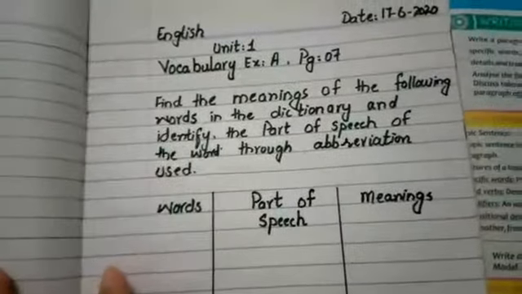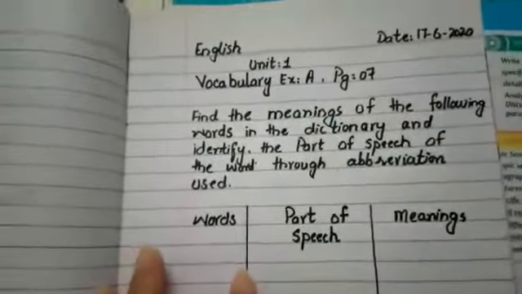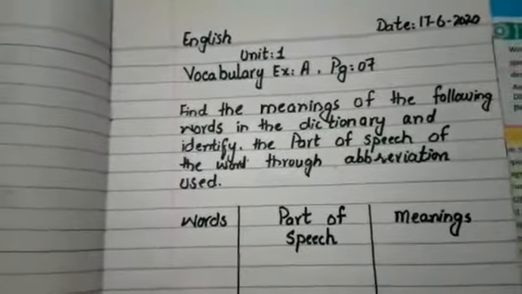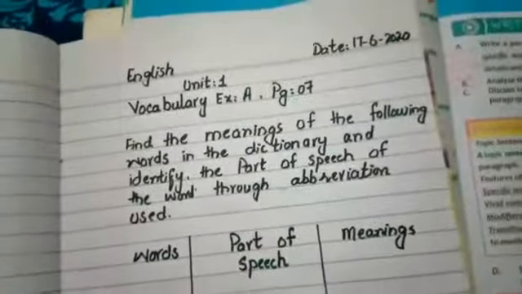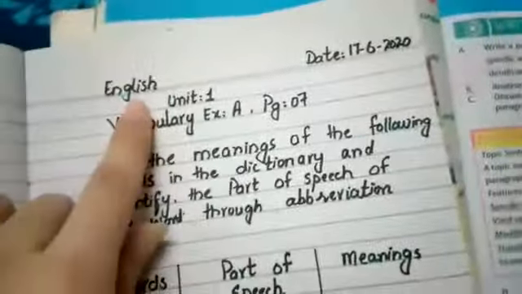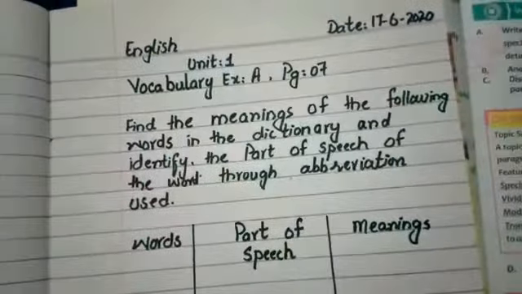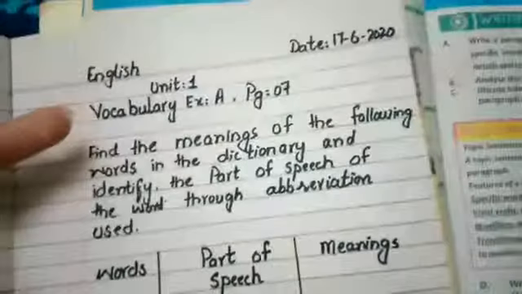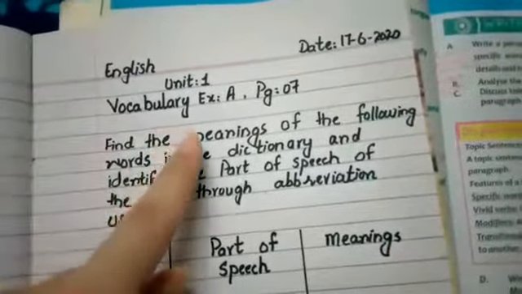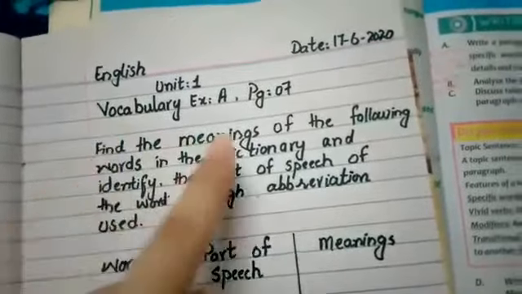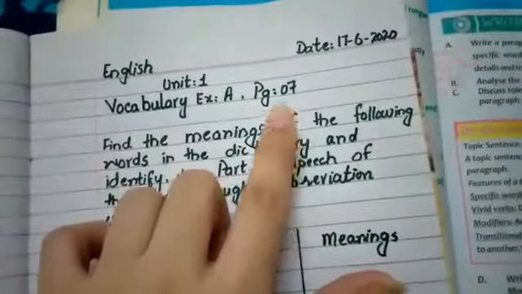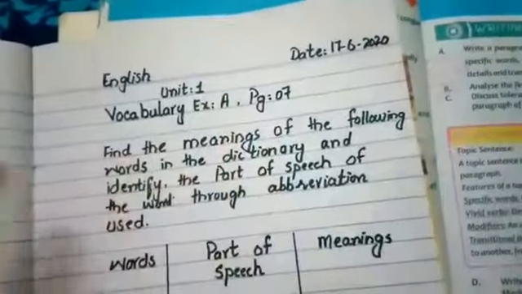On the next page you will be writing unit number 1, as we are doing the vocabulary exercise A. That should be written on the top of the page, or you can even give the heading of unit number 1. This way you will be writing the date, English, and the date should be written on the top. Margin lines should be drawn, and after giving the heading of unit number 1, vocabulary exercise A should be written on the next line. Page number 7, the page should be mentioned because it's very important.